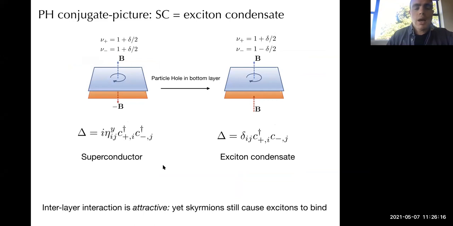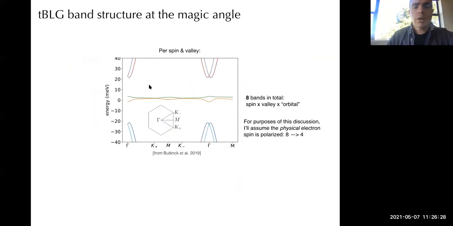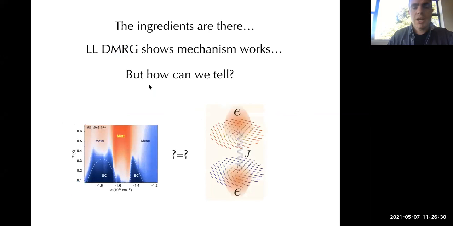Okay, and how much time do I have, Barry? Zero. Okay, yeah. The only thing I'd say is there's a nice way to understand this in terms of exciton condensates by applying a particle-hole transformation on one layer. Okay, and I'll skip the application to magic angle graphene.